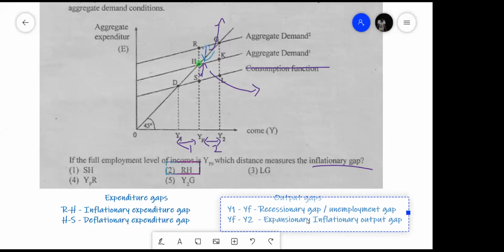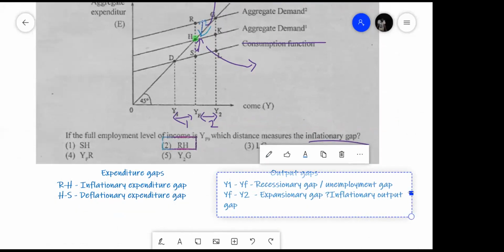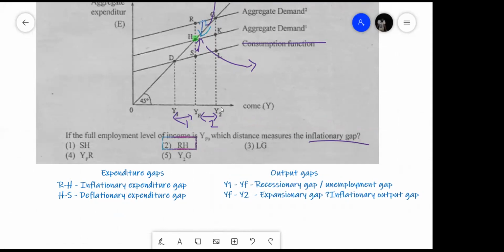Yes. Then I think you should be able to call it expansionary gap as well, right? But these are output gaps. Remember this YF, Y1, Y2 and stuff. If you're finding differences there, those are output gaps, right? If you're finding it in this one, this is what you call expenditure gaps.